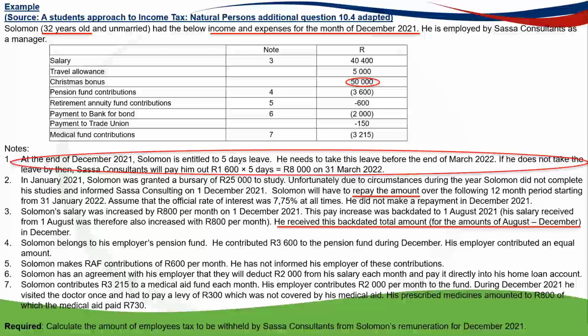The backdated salary is a variable amount which should not be included in the monthly remuneration. Similar to the leave pay, this is a variable amount, which means when you do your monthly calculation, you should not include this amount because it's not a payment that occurs each and every month.